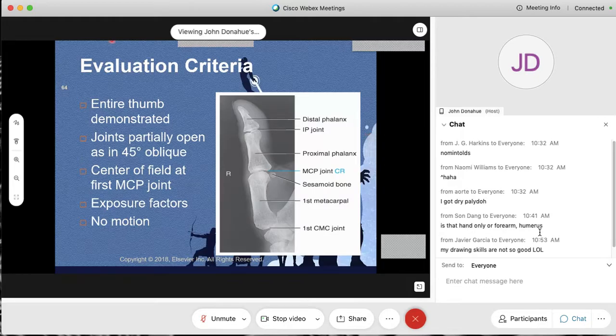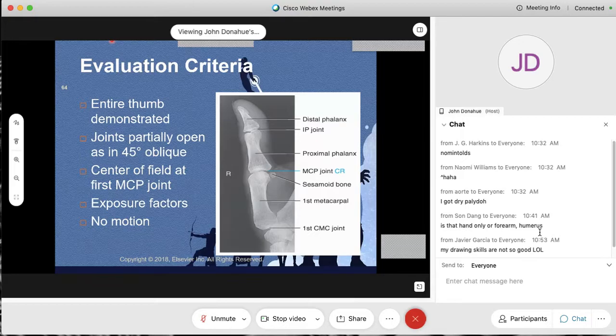All right, we of course do want to have the entire thumb demonstrated. That's going to include the tip of that distal phalanx all the way down to that first CMC joint, same as the PA or the AP. The joints will need to be partially open. That's why we do the oblique. Anytime we do the oblique on the hands or the fingers, we're doing those obliques to open up those joints. So we're opening up the MCP joint, we're opening up the IP joint, and we're also opening up CMC joints. There's three major joints in the thumb area. CMC, MCP, IP. It's the primary reason we do those oblique x-rays.